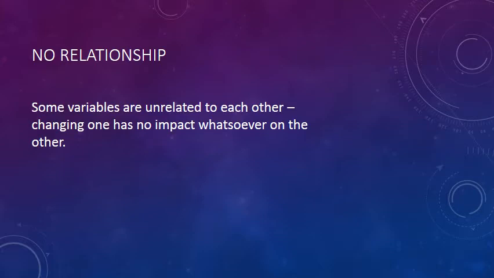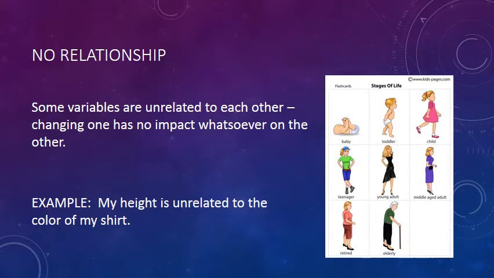So there are lots of different types of relationships between variables out there, but we are covering three main ones in this video. The first is when we have no relationship between data. So sometimes variables are unrelated to each other, and changing one has no impact at all on the other variable. For example, if we use the variable of height and a variable being the color of my shirt, my height is unrelated to the color of my shirt. It doesn't matter whether I wear a red shirt to school one day or a blue shirt. My height and shirt color are not related. One does not impact the other.